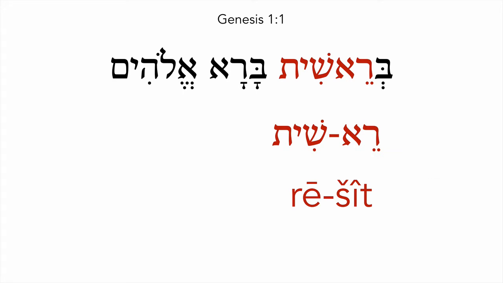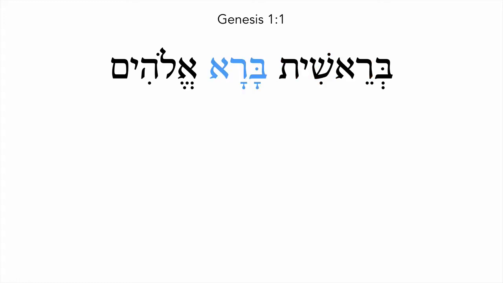Resh, tsere, aleph. Re. Sheet: shin, chirik yod, tav. That chirik yod is a single vowel. So we have shin, e, t: b, re, sheet. Next, ba, ra.